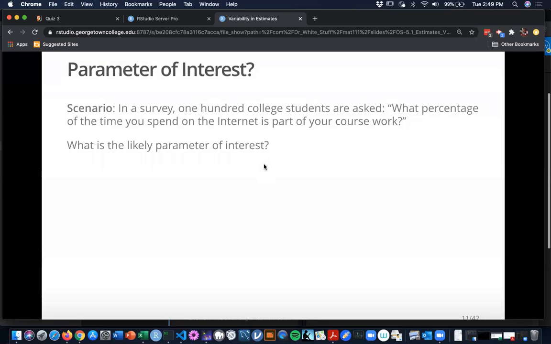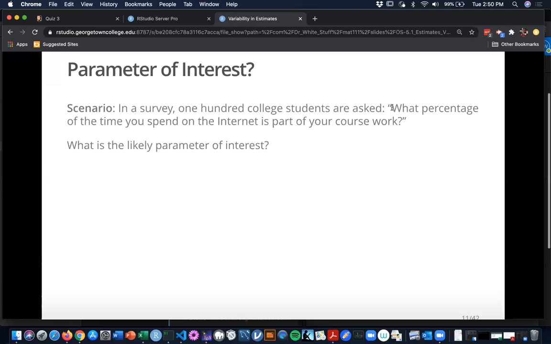One more try. Got a survey, 100 college students were surveyed. Each one of them was asked, what percentage of the time you spend on the internet is part of your coursework? So like taking all the time that you spend on the internet, what percent of that time is coursework time on the internet versus just playing around on the internet?